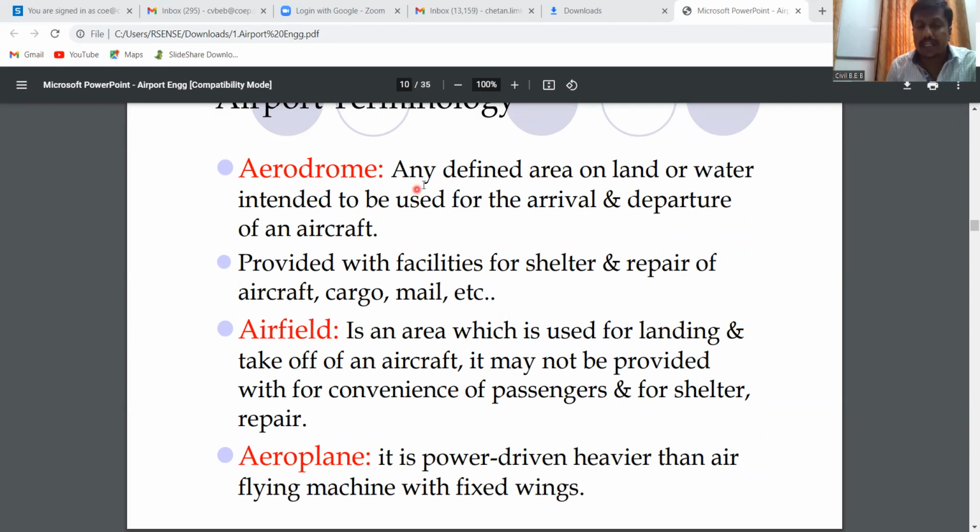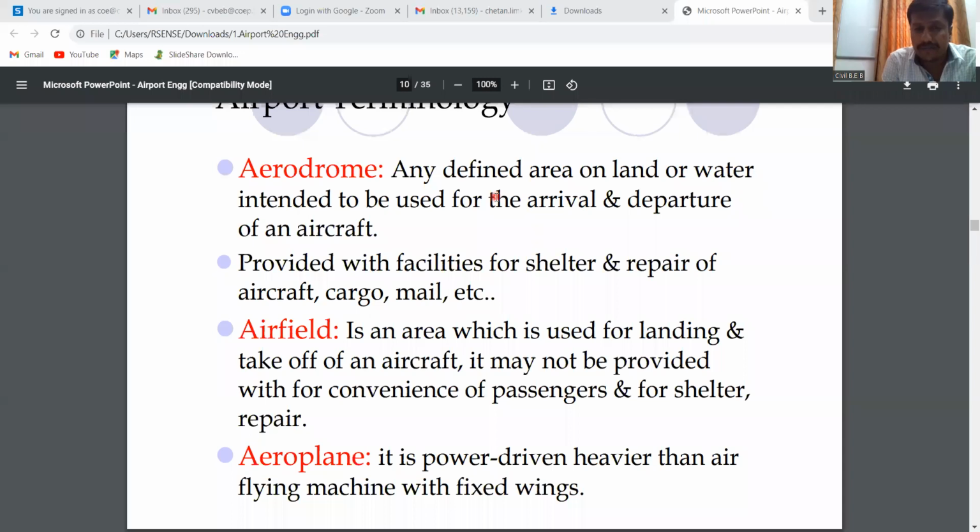So aerodrome: any defined area on the land or on the water intended to be used for the arrival and the departure of the aircraft, that we call it as the aerodrome. Any defined area where there is arrival and the departure of aircraft, we call it as the aerodrome.